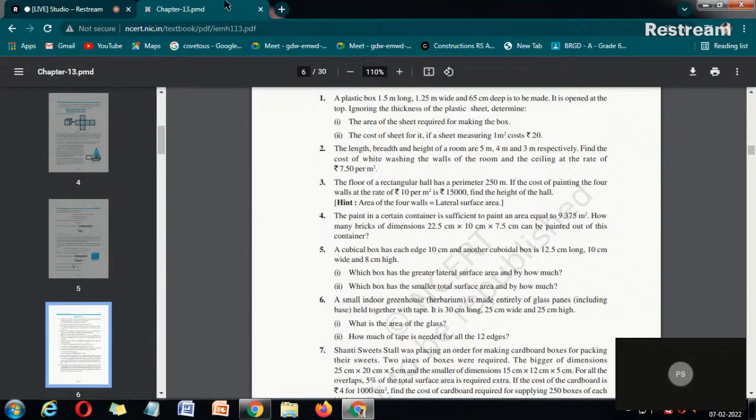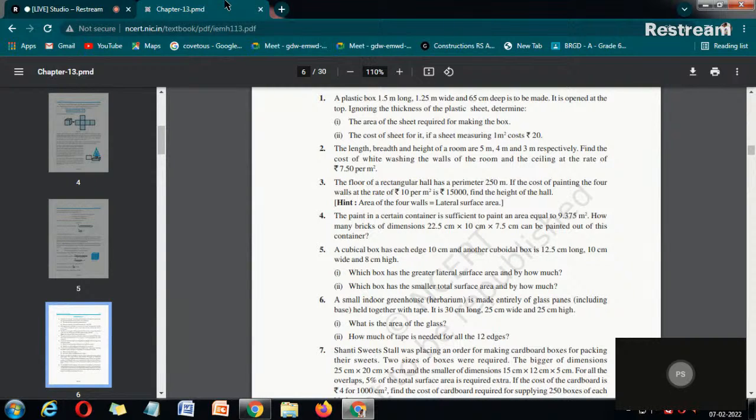Then you will get 145 into 5, then you will get 725 by 10, which is equal to 72.5. So now the total area is 1450 plus 72.5. Then the answer will be 1522.5 centimeter square. Clear till here?